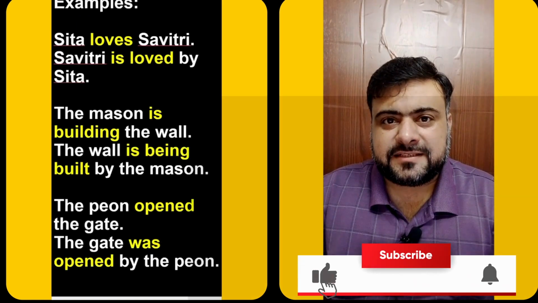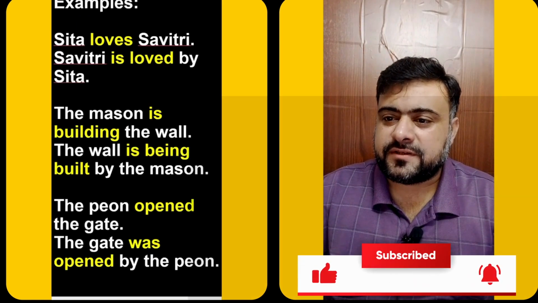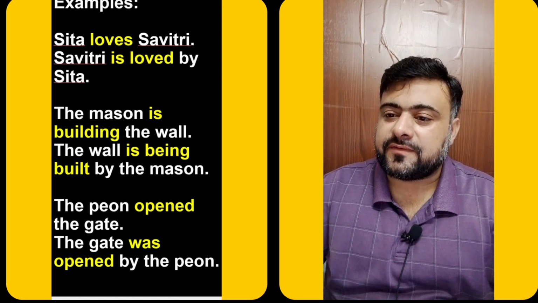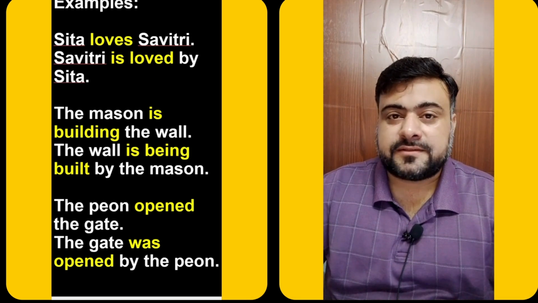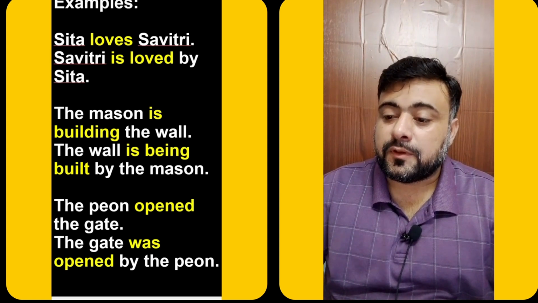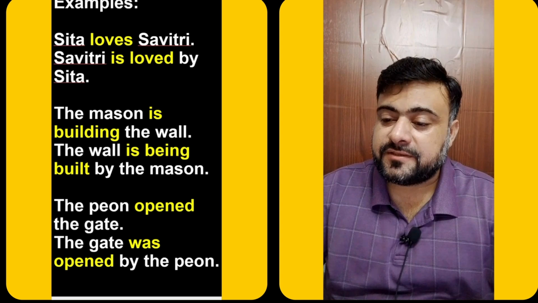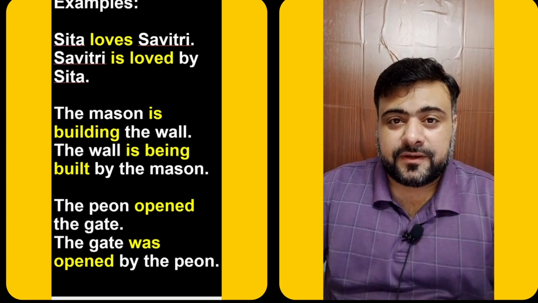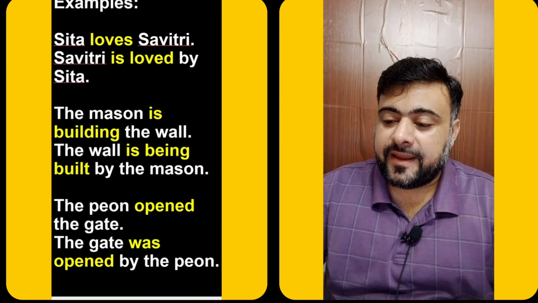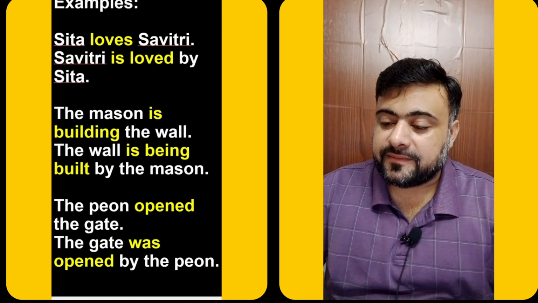Now, the comparative examples of active and passive voices. Sita loves Savitri. Savitri is loved by Sita. Second, the mason is building the wall. The wall is being built by the mason. Third, the peon opened the gate. The gate was opened by the peon.